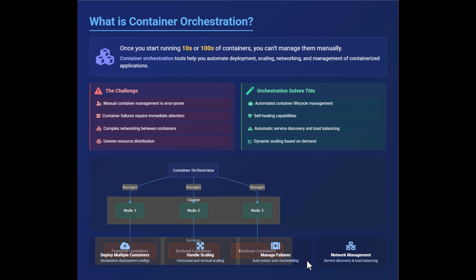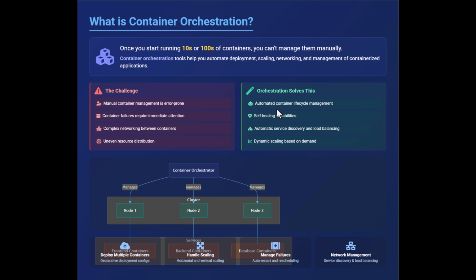So far we have seen how powerful containers are, but what happens when you are running tens or even hundreds of containers across multiple machines? That's where container orchestration comes in. Let's see the challenges. Managing containers manually at scale is a nightmare. It's error prone. If a container fails, you need to react fast. Networking between services can get very complex, and workloads might not be evenly distributed across machines.